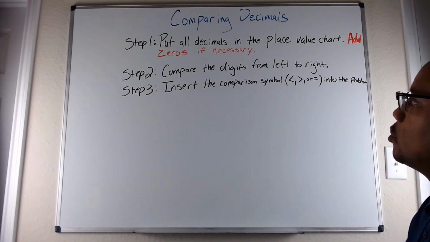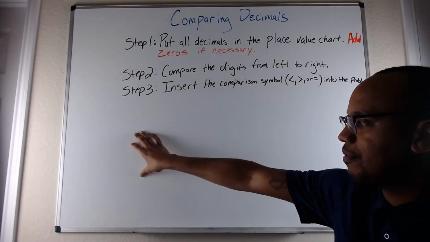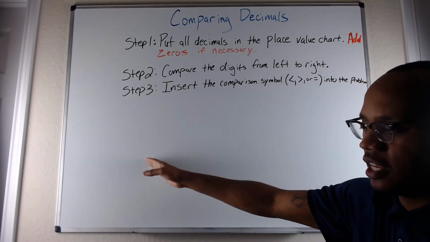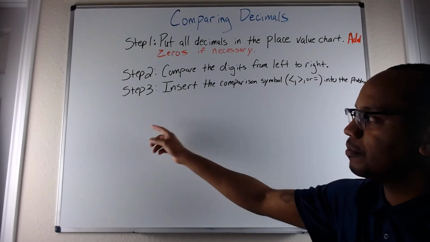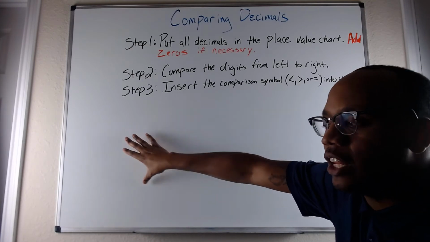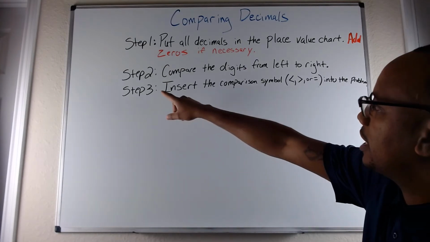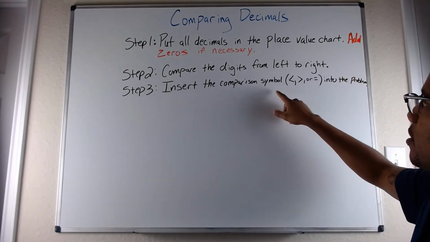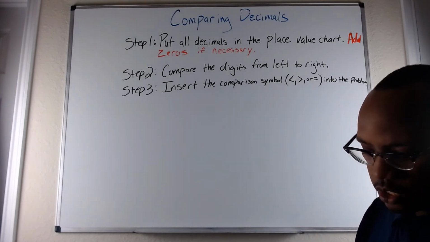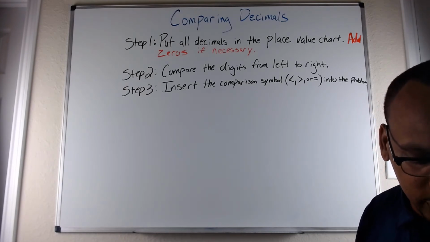All right. Step two, you're going to compare the digits from left to right. The reason why you're going left to right is because the left side of the place value chart, the hundreds, the tens, the ones, is the big size place value. See, if I got more dollars than you, it doesn't matter if you have more cents than me. All right. Step three, you're going to insert your comparison symbol, less than, greater than, or equal to, into the problem. So I'm going to give you a problem, and I'm going to use those three steps.